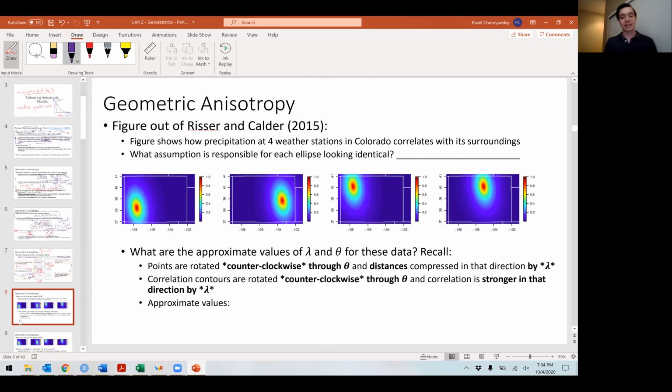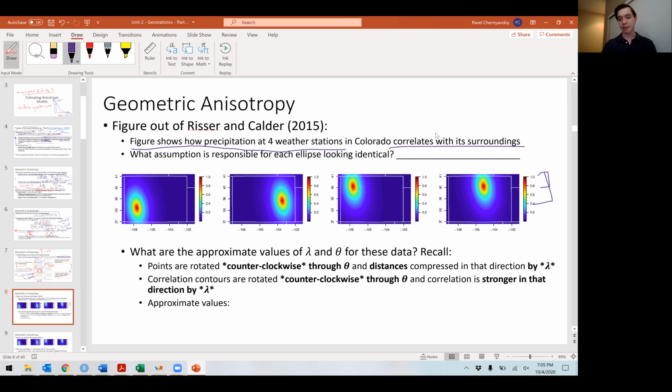Let's take a look at some realistic examples. This is a figure out of an Environmetrics paper by Mark Risser and Kate Calder. This is an example of how precipitation around 4 weather stations in Colorado correlates with their surroundings. Red colors are correlations. This is just a 2-dimensional version of the spatial correlation function. Red colors are really strong correlations of 0.8 or greater. Then the light blue colors are moderate correlations of 0.4 or greater.